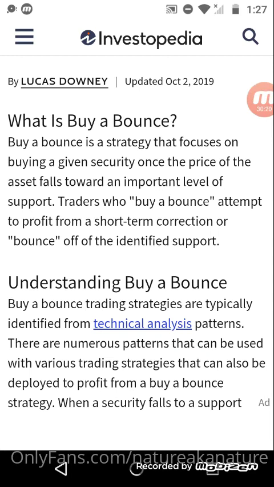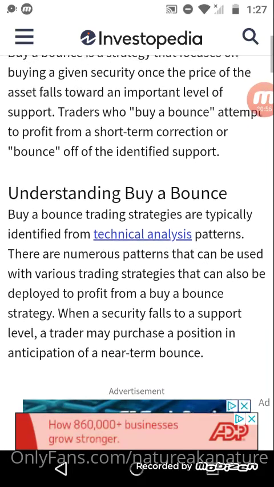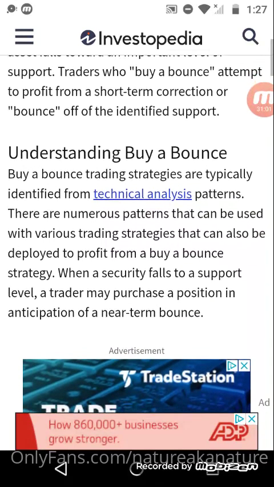So understand, strategies are typically identified by typical analyst patterns. There are numerous patterns that can be used for various trading strategies that can also be deployed to profit from a buy bounce strategy. You can use trend lines, you can use Fibonacci, you can use all these different strategies to make profit off of this buy bounce strategy. So when a security falls to a support level, it usually bounces back off the support level, or a resistance level. A trader may purchase a position and anticipate a near-term bounce. So once it pulls back, then you can purchase off of that bounce back.